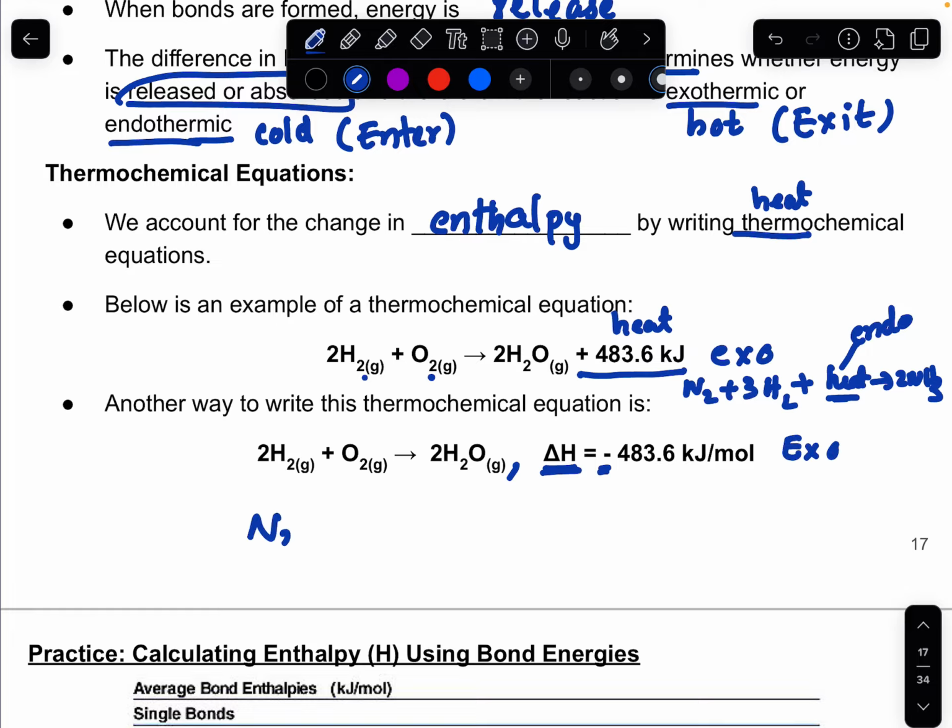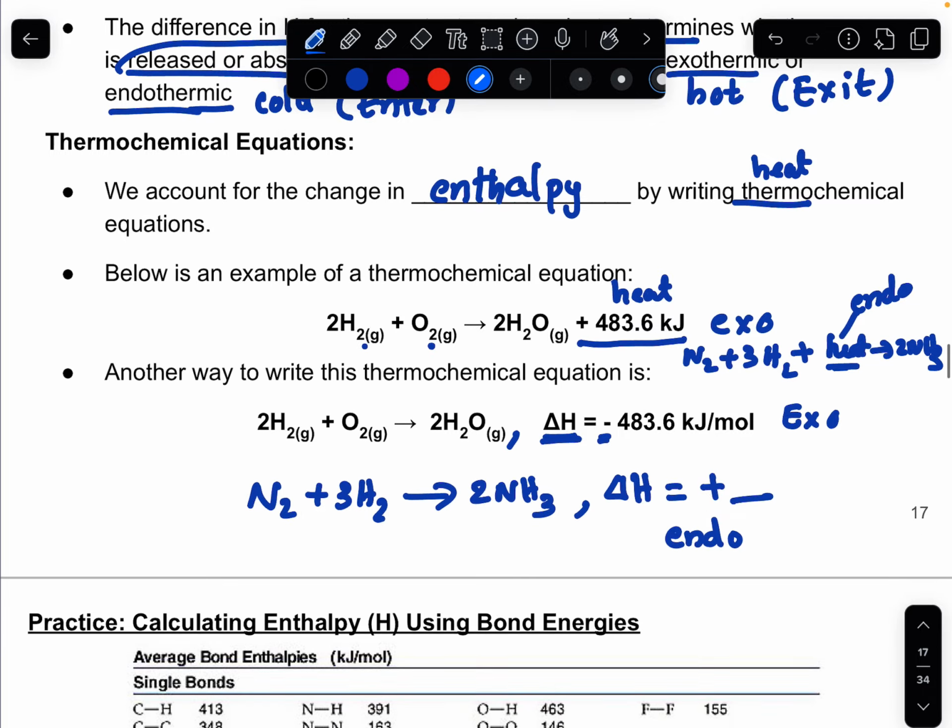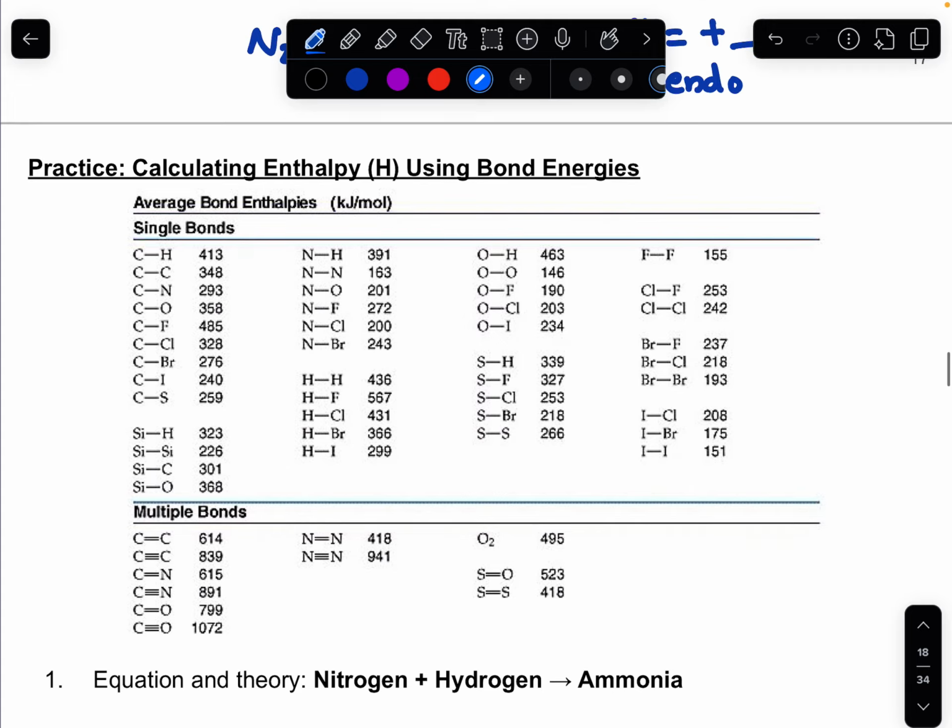Or another example, N2 plus 3H2 producing 2NH3. If delta H is a positive value, then we say that it is endothermic. So delta H is positive, it is endothermic, it is absorbing because the system is getting more energy. If it is negative, that will be exothermic.